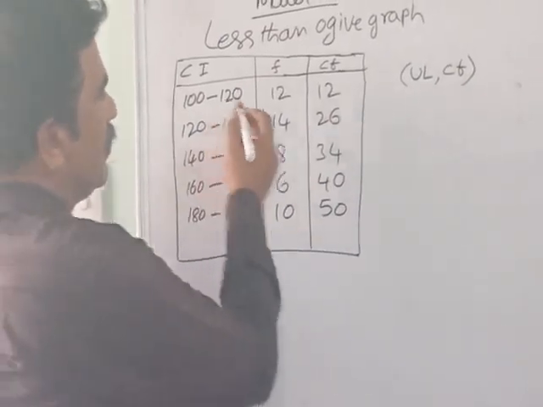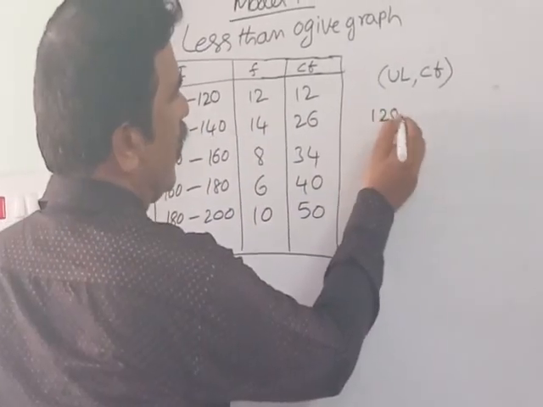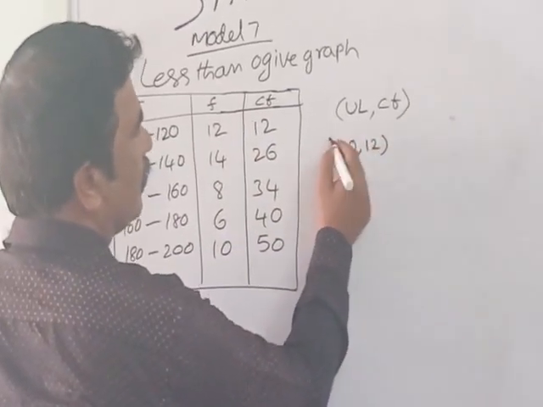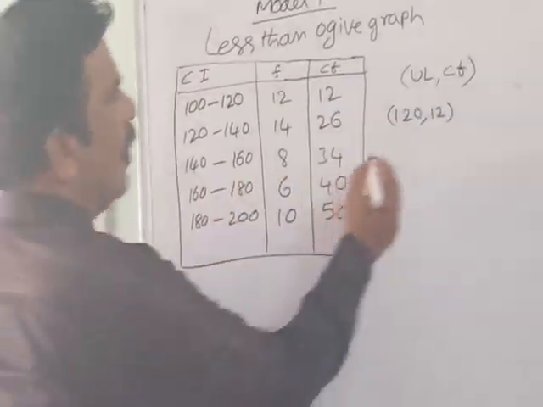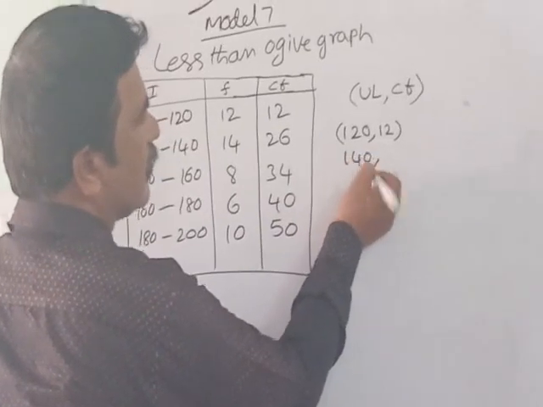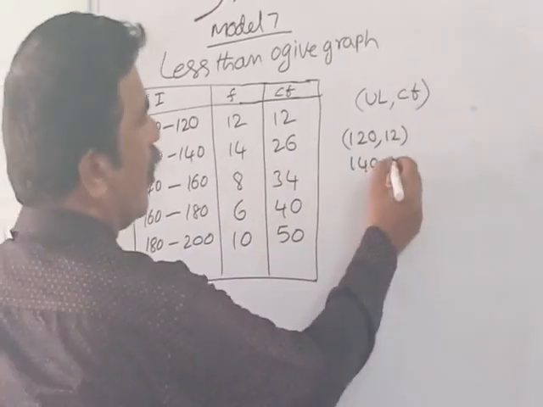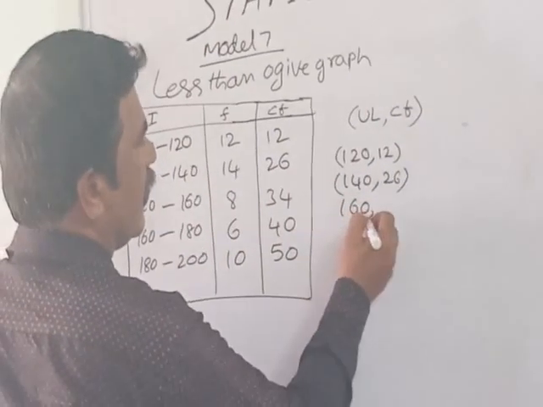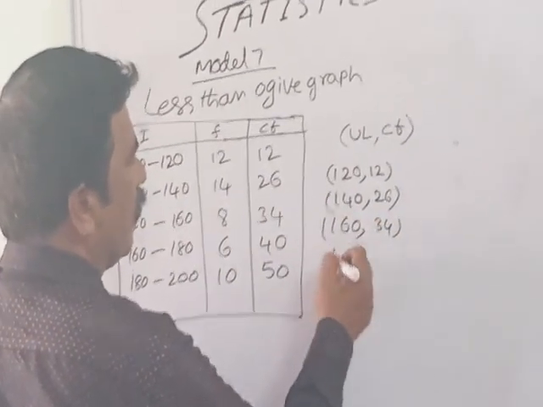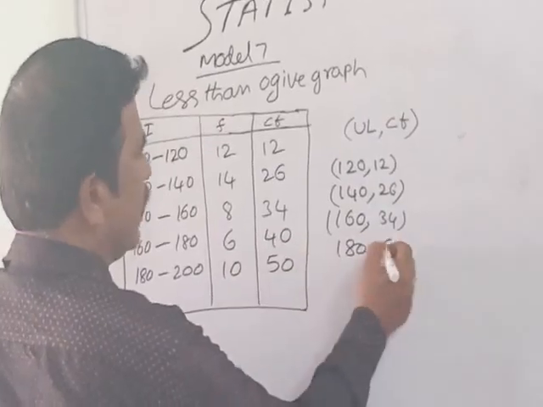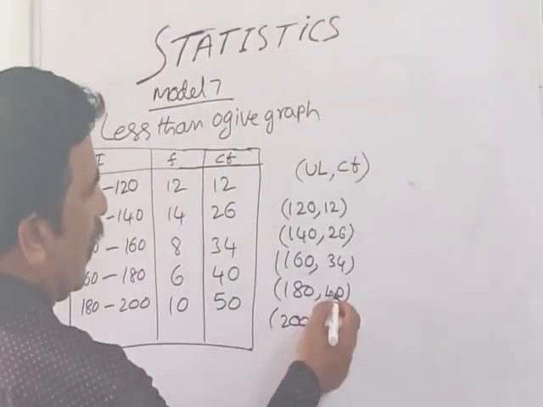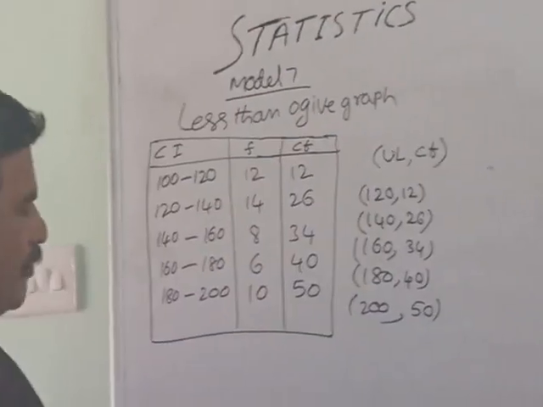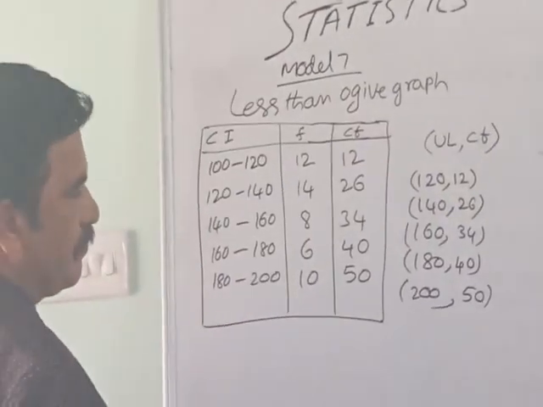See, first one: 120 is x coordinate and CF 12 is y coordinate. Same way, 140 x coordinate, y coordinate is 26 CF. Same way 160, 34; 180, 40; and 200, 50. All the points came. Now go to the graph.